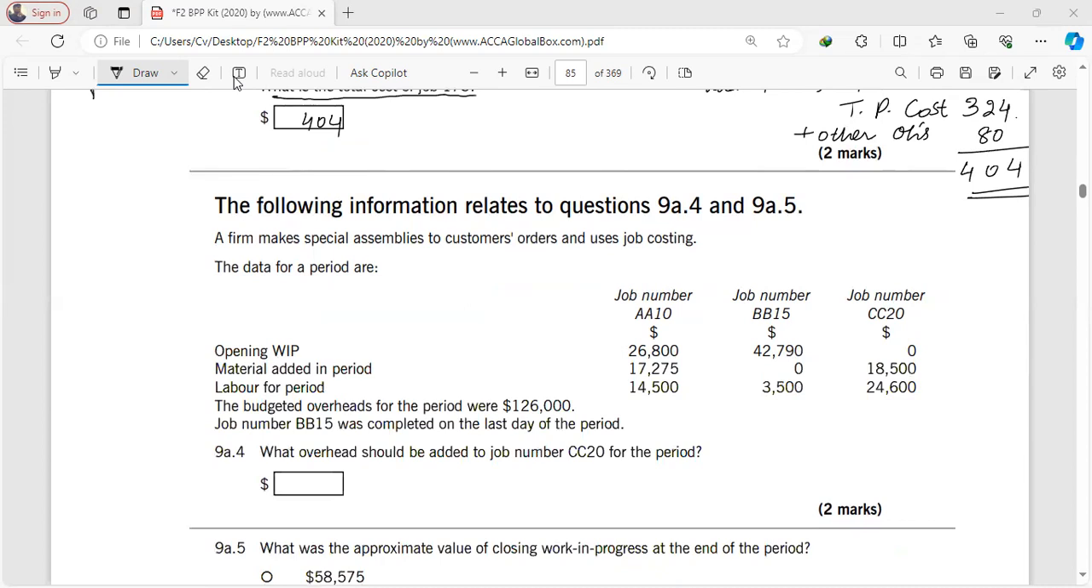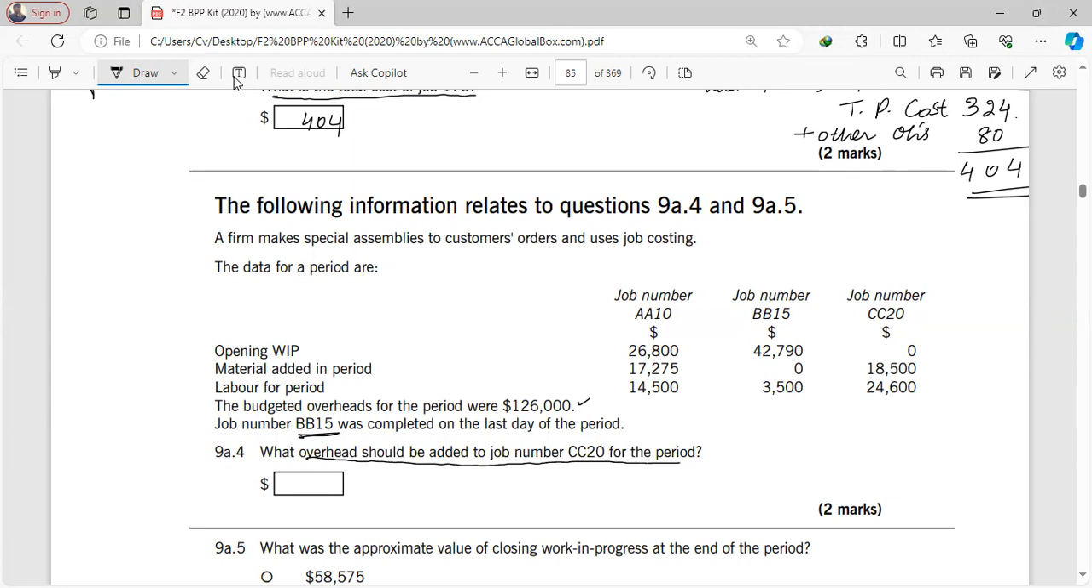The firm makes special assemblies to customer orders and uses job costing: opening work in progress, material added, labor for the period. The budgeted overheads for the period are 126,000. Job number BB15 completed on the last day of the period. What overhead should be added? Only overhead should be added to the job CC20 for the period.